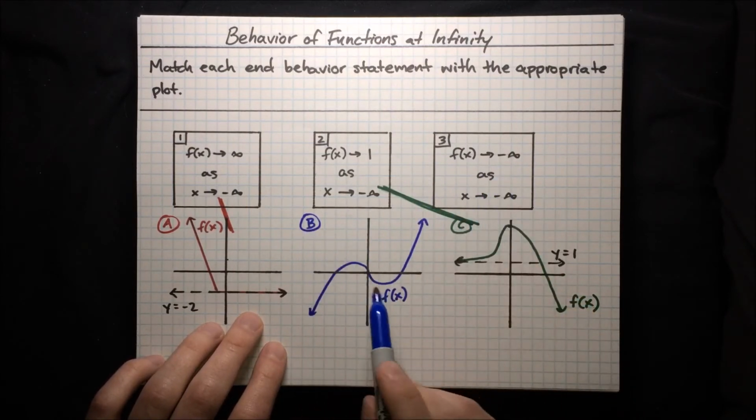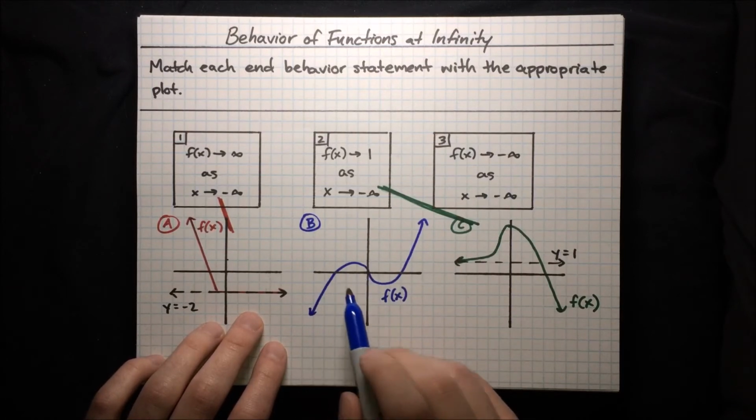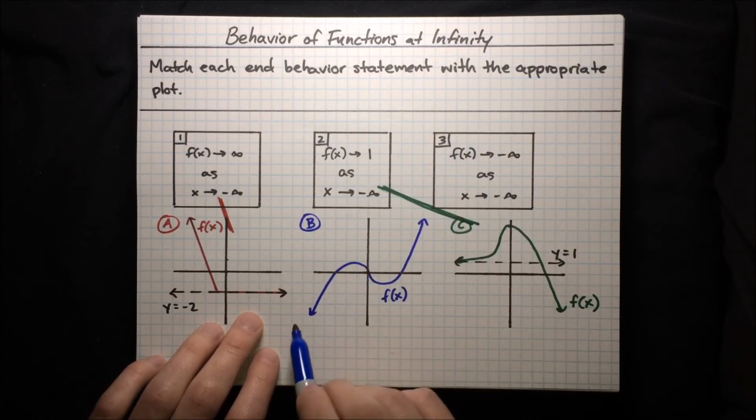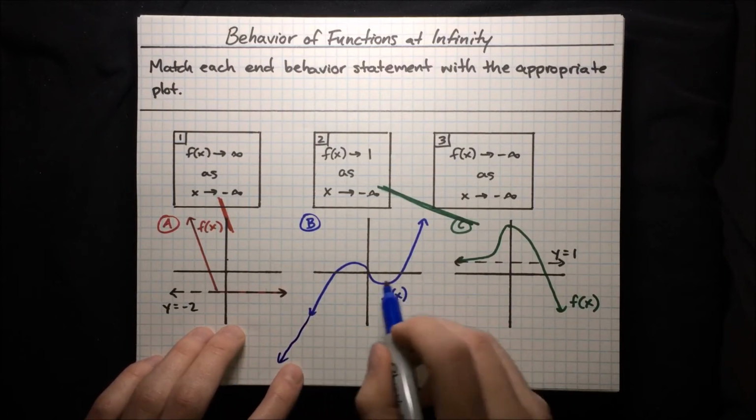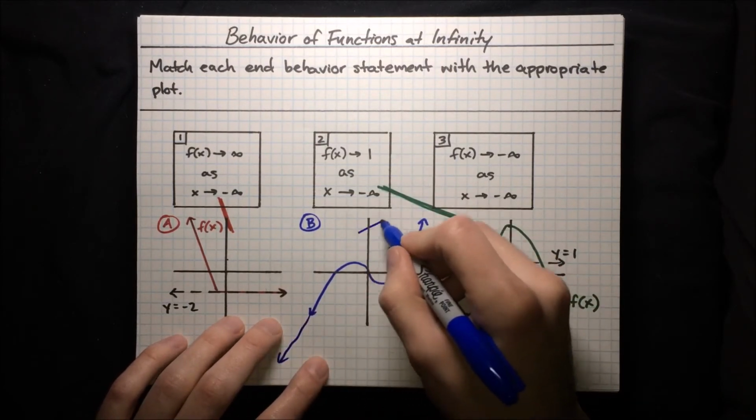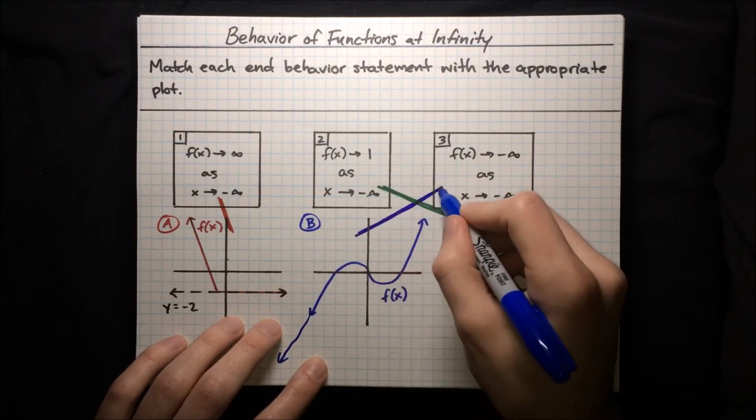And indeed b, as x is going to the left, overall it is going down. If we continue, it keeps going down. So that makes sense. Graph B with end behavior 3.